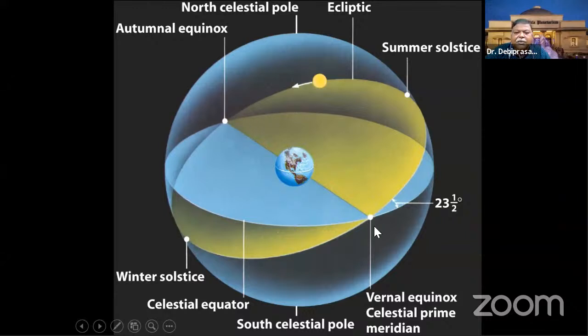And the endpoints of the straight line are of great importance. The first endpoint is called the point of vernal equinox. The word equinox comes from Latin. It means equal nights. 21st or 22nd of March, the sun appears at that point.